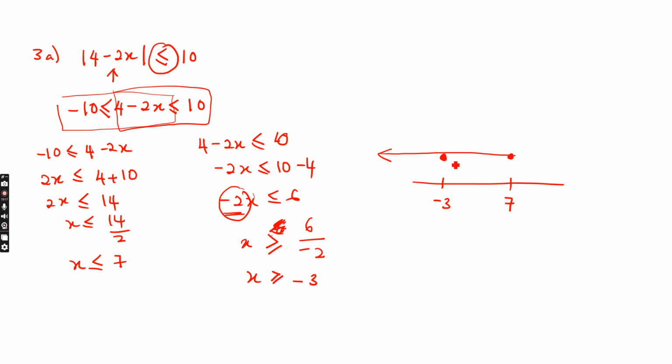pointing to the left. And then another one, we have x greater than negative 3, so it should pointing to the right. So where is the intersection? Inside this. So the answer is between negative 3 until 7.